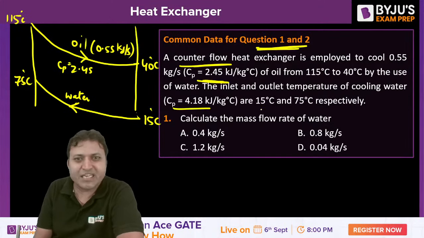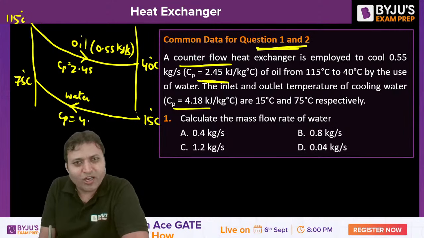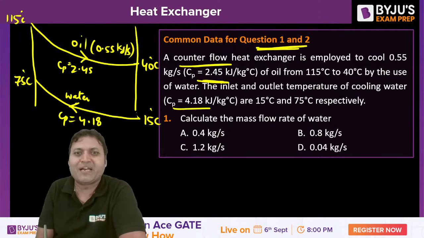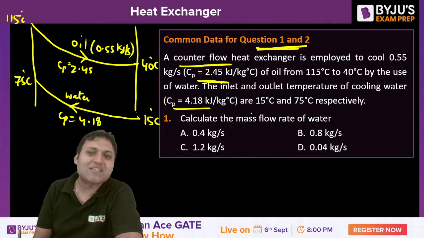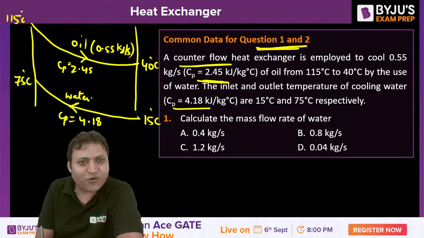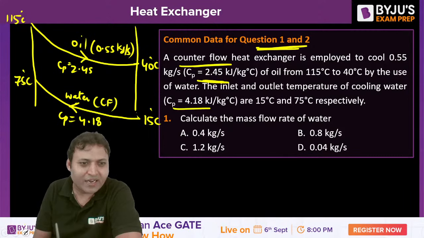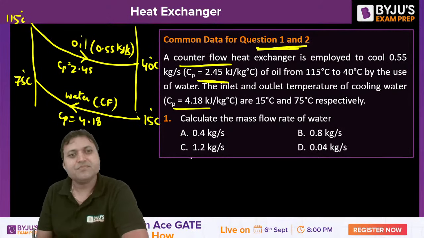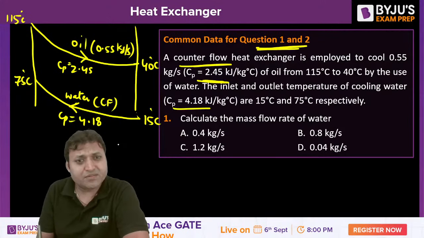Specific heat of water is given, you all know, 4.18 kilojoule per kg Kelvin. What is the mass flow rate of water? Mass flow rate of the cold fluid. What will be the mass flow rate of the water? Can you guys solve the question?